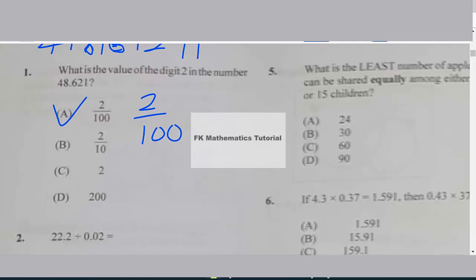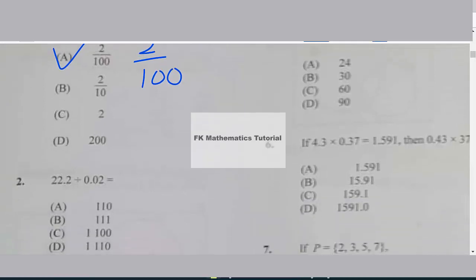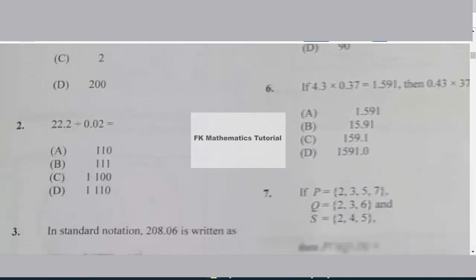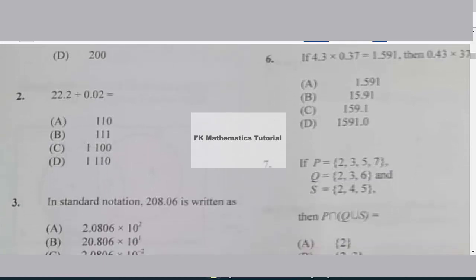Now let's look at number 2. Number 2, we have to simplify 22.2 divided by 0.02. So we can rewrite 22.2 as 222 over 10, divided by 0.02, which is the same as 2 over 100.